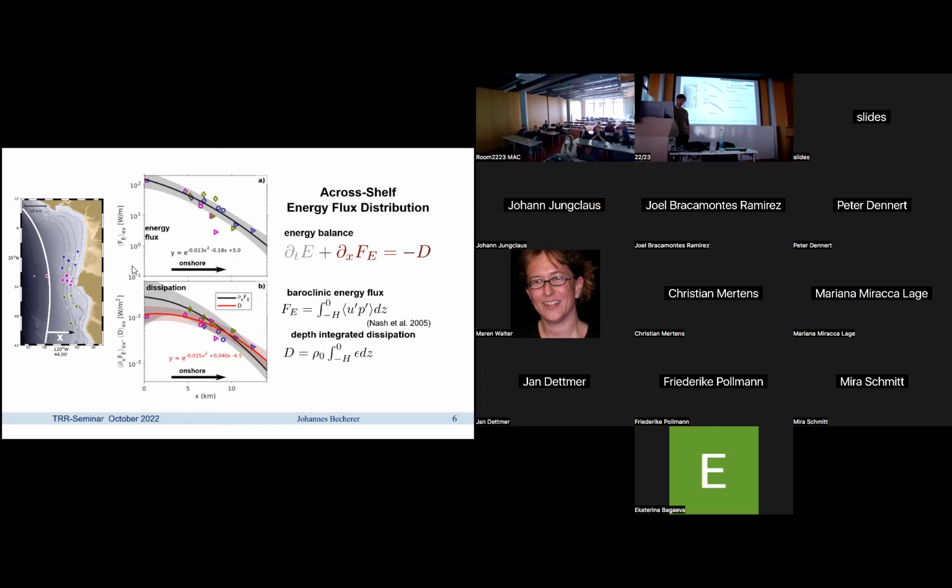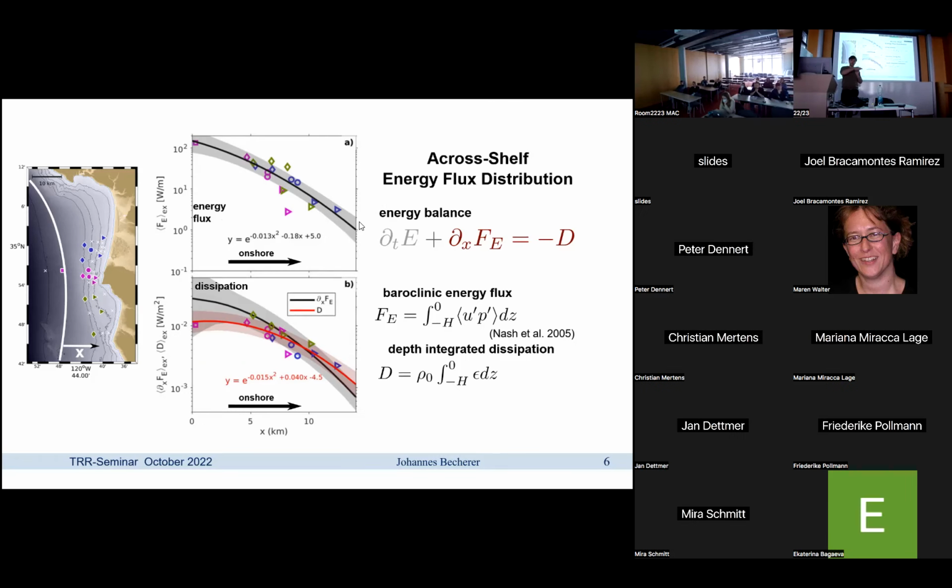Up here you see the energy flux of the internal tide. It starts out, on average, that's the 2 month average, at about 100 watts per meter. And it decreases really rapidly across the shelf, by almost two orders of magnitude, once we go inshore. So apparently, most of the energy is lost within this range that we observed in the internal tide.